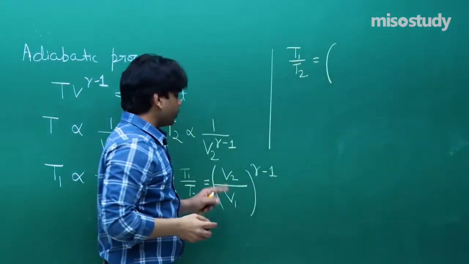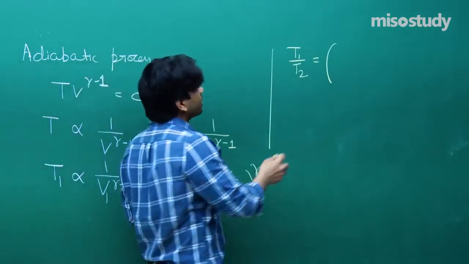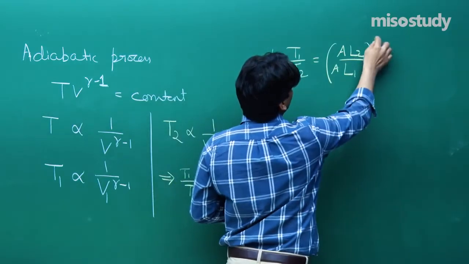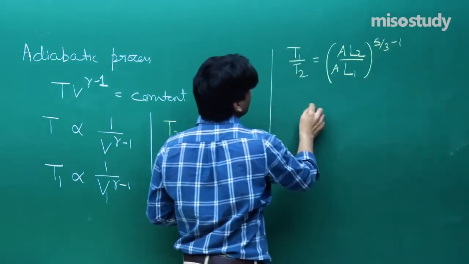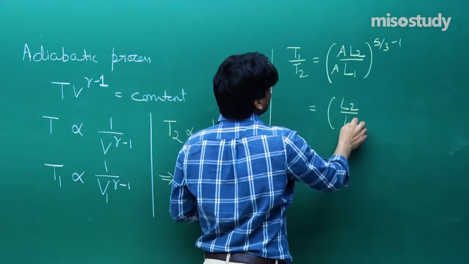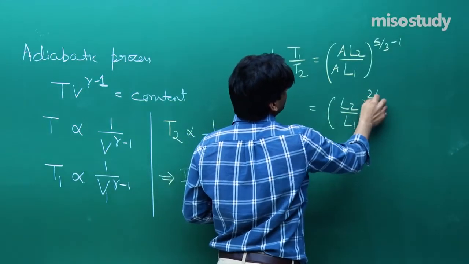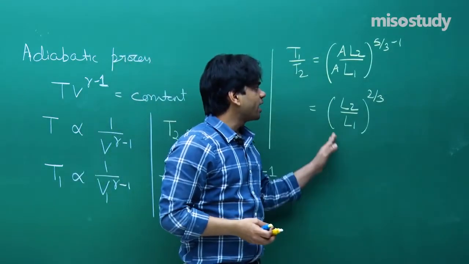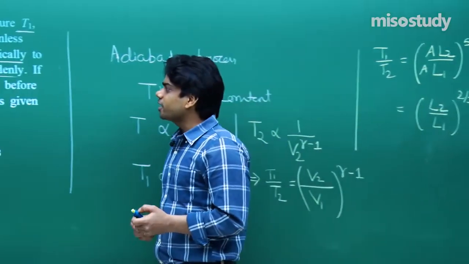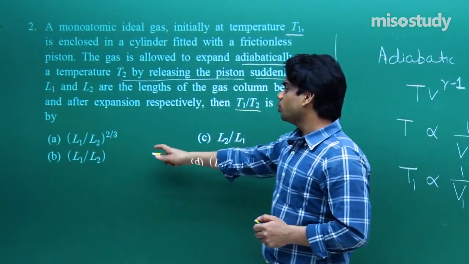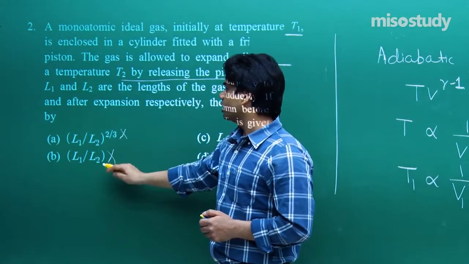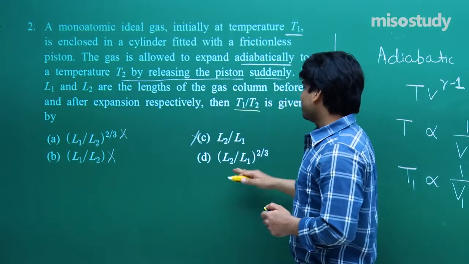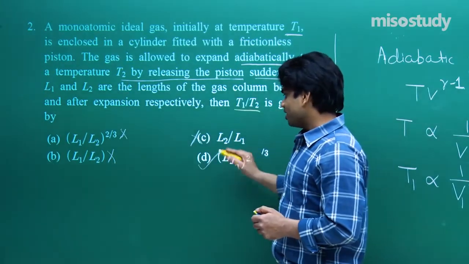So T1 by T2 will come out to be, for volume V2 by V1, you can write that as A into L2 divided by A into L1, power 5 by 3 minus 1, which is 2 by 3. So it will be L2 by L1 power 2 by 3. This is the answer for the ratio of temperature in the two cases. Let's check the options. A, L1 by L2 power 2 by 3, no. C, L2 by L1, no, this is not what we are getting. And D, L2 by L1 power 2 by 3, yes, this is the answer that we are getting.